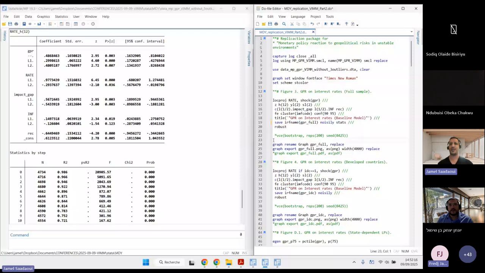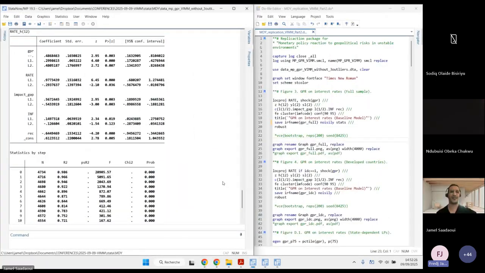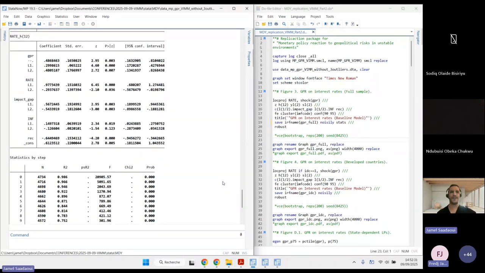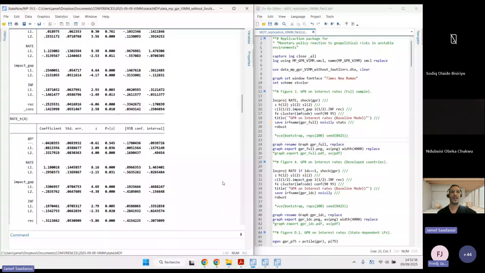Jamel? Yes, please. We have a question from Fred Jawadi. Yes, Jamal, two small questions. The first one is how do you compute the shock of the GPR? And number two, is it the GPR-T or GPR-FIT or GPR-ACT or GPR?